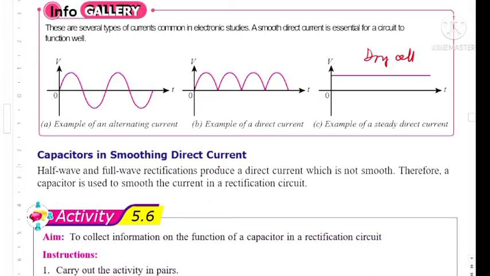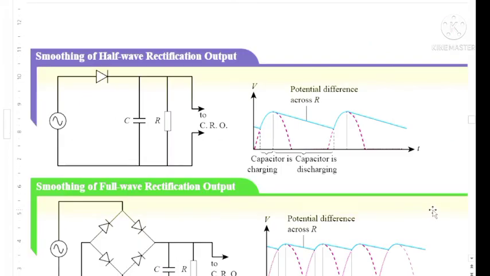In this case, capacitors are used in smoothing direct current. Half wave and full wave rectification produce DC, which is not smooth. Therefore, a capacitor is used to smooth the current in the rectification circuit. You can watch the related video.